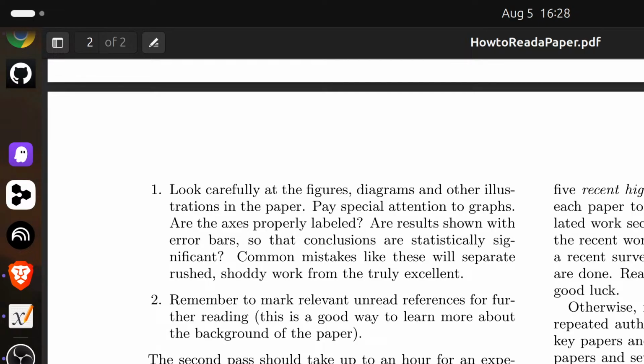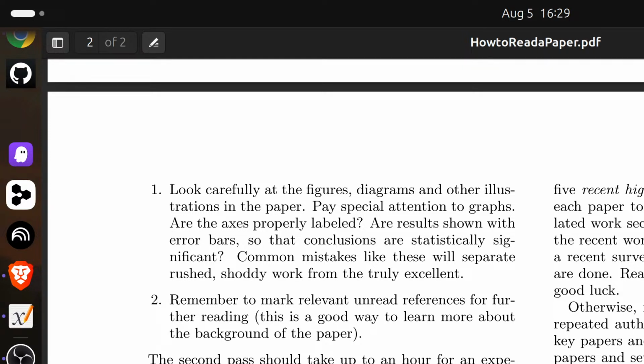Next thing is, remember to mark relevant unread references for further reading. This is a good way to learn more about the background of the paper. And the second pass should take up to an hour for an experienced reader. After this pass, you should be able to grasp the content of the paper.